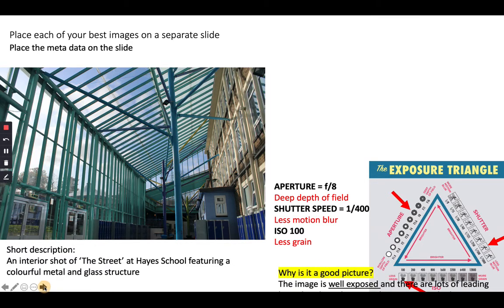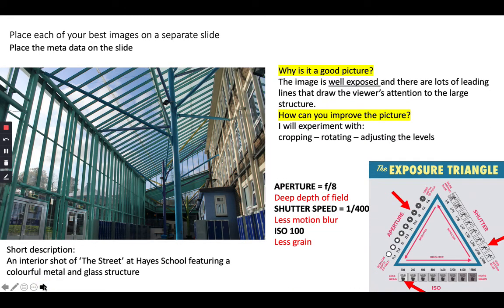If I go forward one more time, why is it a good picture? So you would say something like the image is well exposed. We talk about exposure when taking the picture: overexposed, too bright; underexposed, too dark. And there are lots of leading lines. So in this instance, we've got lots of leading lines that draw the viewer's attention to the large structure.